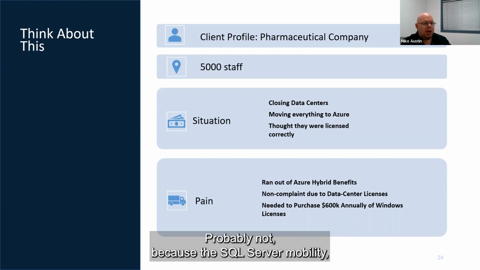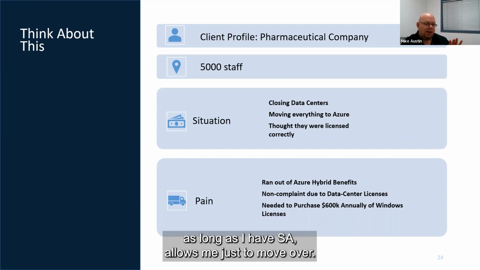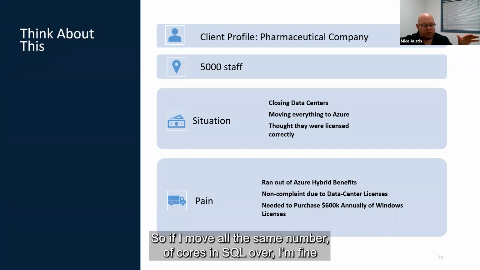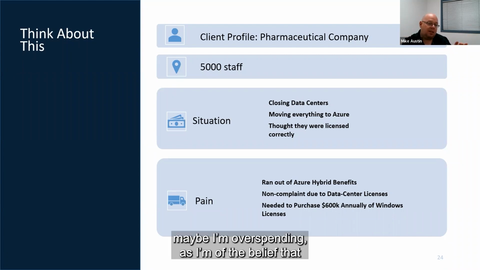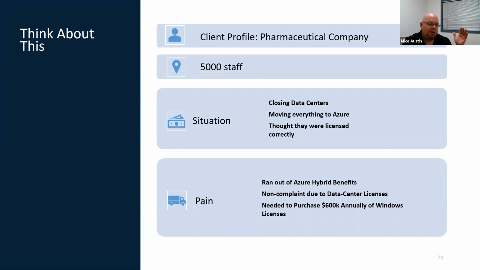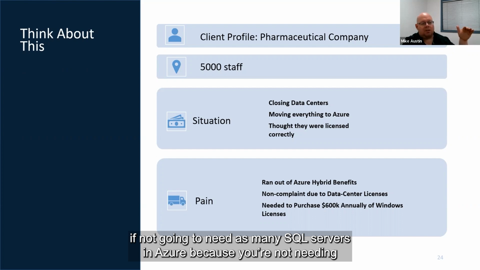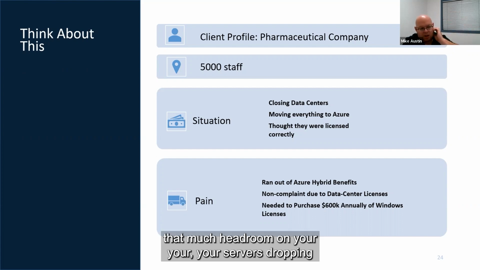Probably not, because SQL Server mobility, as long as I have SA, allows me just to move over. So if I move all the same number of cores of SQL over, I'm fine. Where it becomes maybe I'm overspending is that I believe you're not going to need as many SQL servers in Azure, because you're not needing that much headroom on your servers.